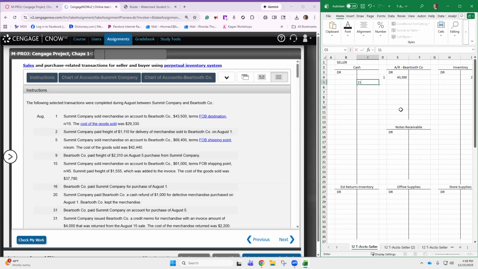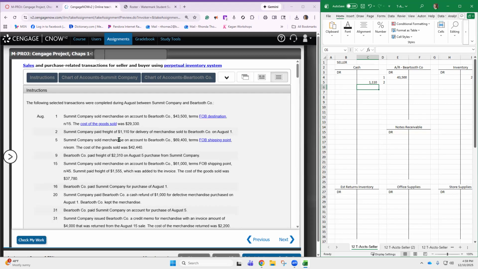So $1,110 is going to go down in cash for that delivery, for that freight, where the sale had FOB destination, okay, FOB destination.